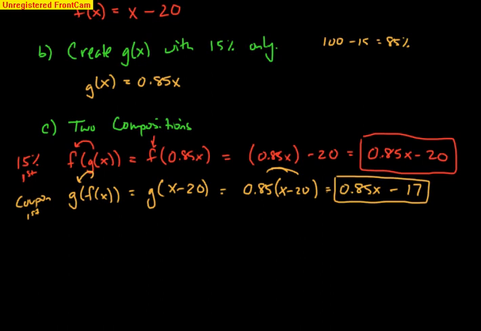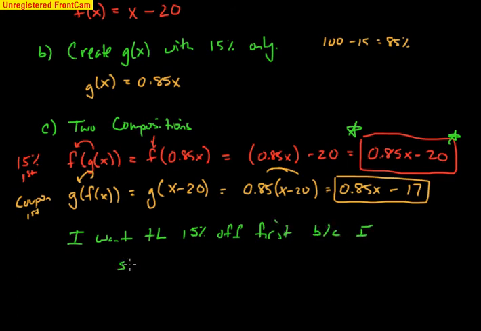So now let's talk about what is advantageous for me. What, as a consumer, would I want? Well, if we use the 15% first, I pay 85% of the price minus $20. If I use the coupon first, I pay 85% of the price minus $17. So I want more taken off. So this one is better for me. So what I would want is the 15% off first, because there's a difference of $3.